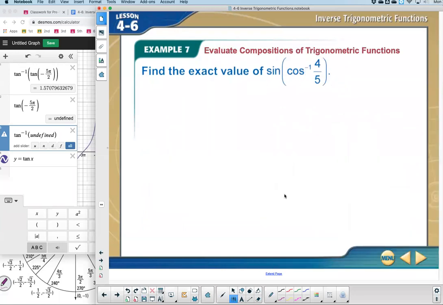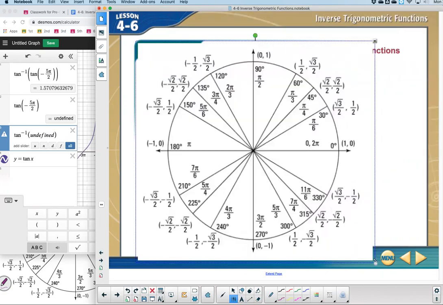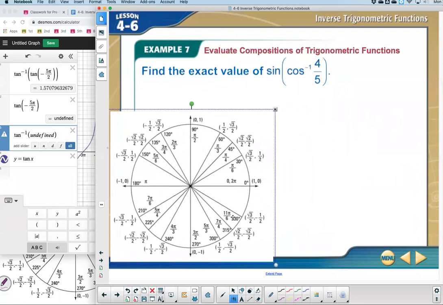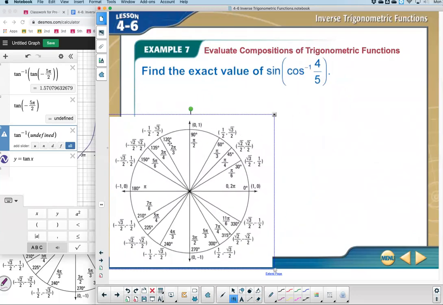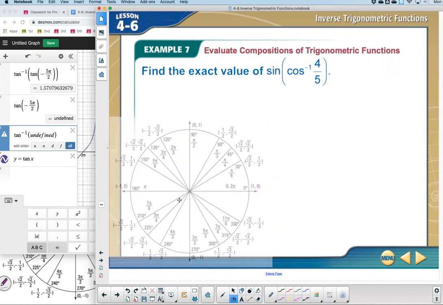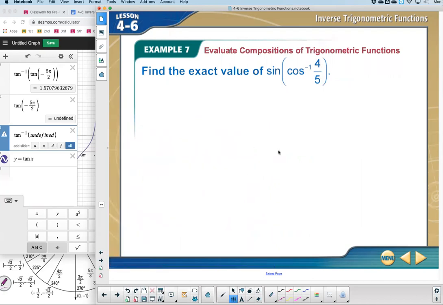All right, example 7. As I mentioned a second ago, you will not always have the same functions. So what do you do if you don't have a unit circle value? 4/5 is not anything you find on the unit circle. My bad. Let me try this again. There you go. 4/5 is not anything you find on there. So if I can't find that, what do I do instead? Well, here's what I would suggest: you do how I started off the problem. You draw a triangle to solve.